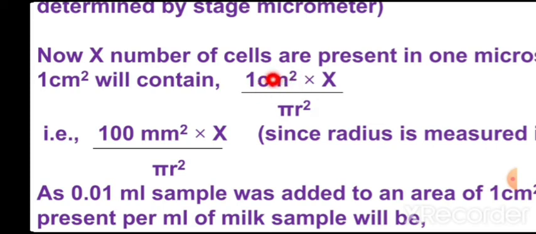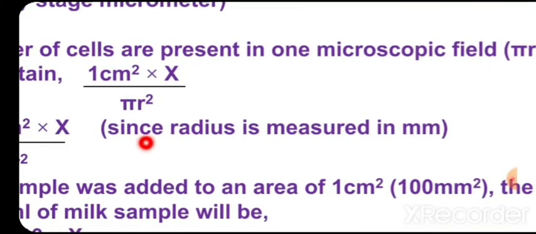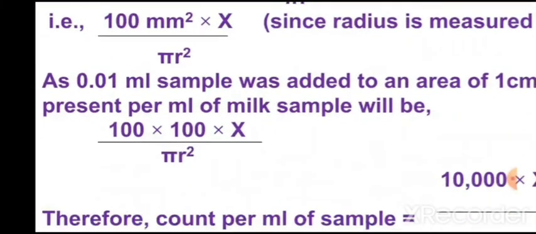Now convert this centimeter into millimeters. We know that 1 centimeter into 1 centimeter is equal to 10 mm into 10 mm. So 10 mm into 10 mm will be 100 mm square into x divided by pi r square. So here we have converted that into millimeters. We have to convert the radius also in terms of millimeters.